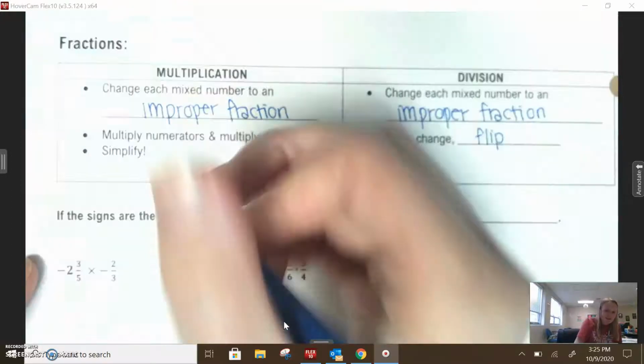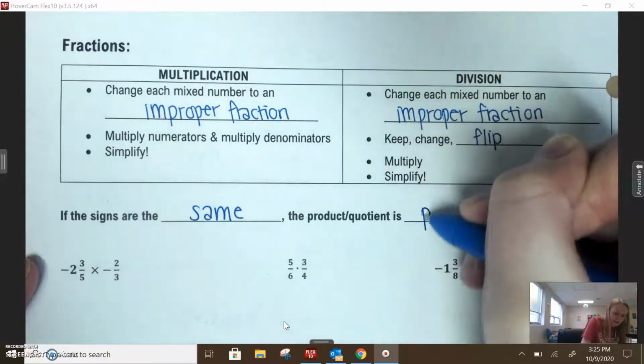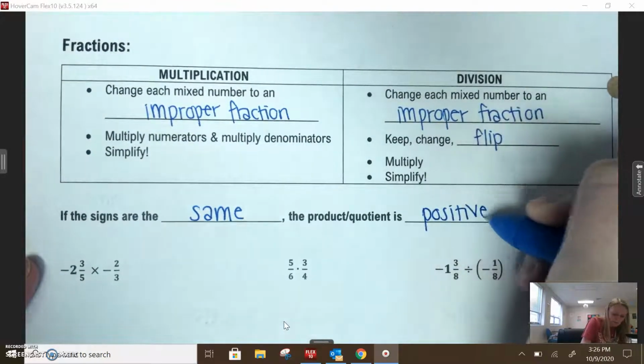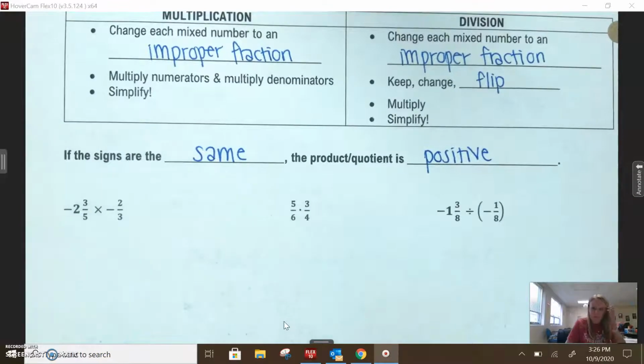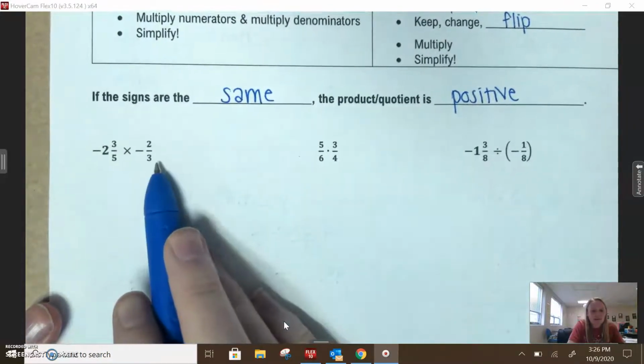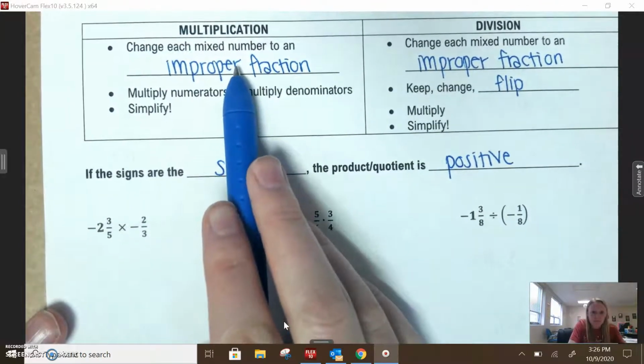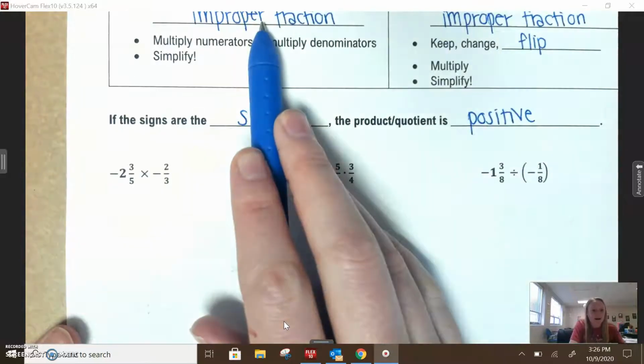So if the signs are the same, so same as the front, our answer will be positive. So I'm only going to do a couple of these problems on the back here. Negative 2 3/5 times negative 2/3. So like I said, you have to change mixed numbers into improper fractions.